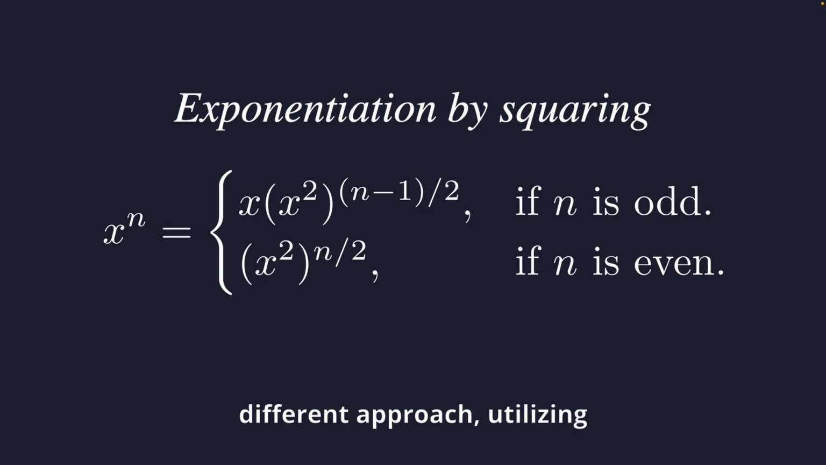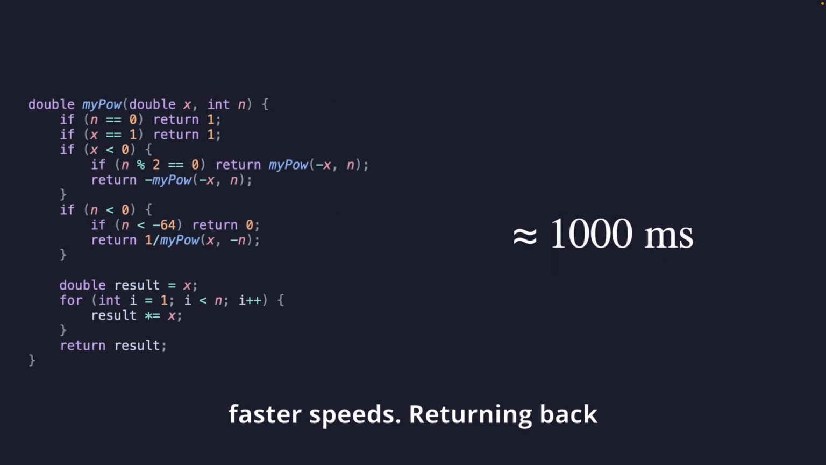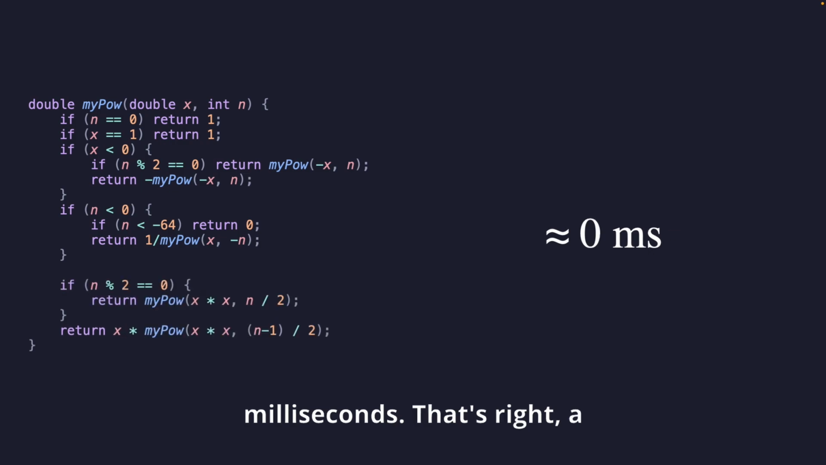However, if we use a different approach, utilizing the exponentiation by squaring formula, we can achieve much faster speeds. Returning back to our previous code, we can implement the equation, reducing the runtime down to 0 milliseconds. That's right, a simple optimization like this will reduce the runtime by over 1000 times.